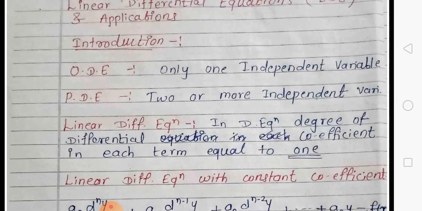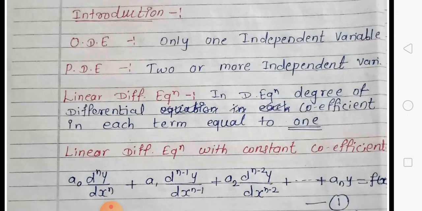Ordinary differential equation is the equation involving ordinary derivative. What is the ordinary derivative? Ordinary derivative is the derivative obtained by differentiating with respect to only one independent variable. That is, the ordinary differential equation involves only one independent variable. Partial differential equation is the equation involving two or more independent variables.